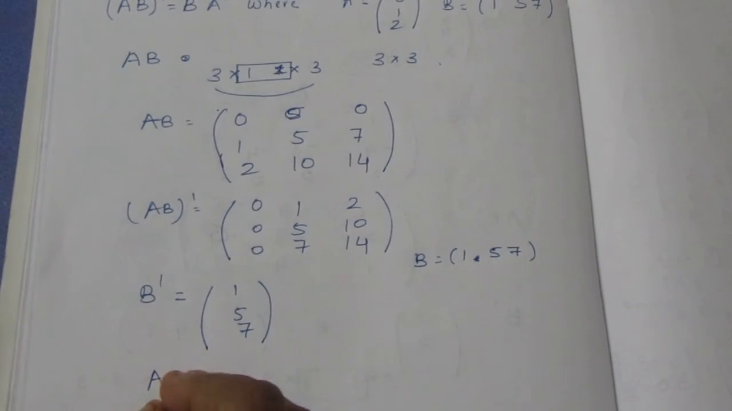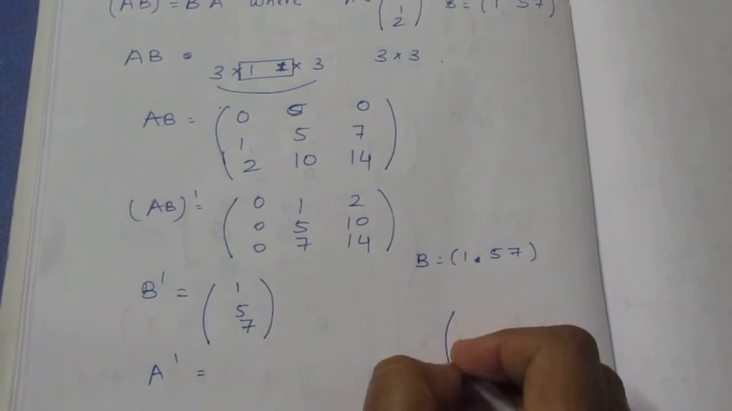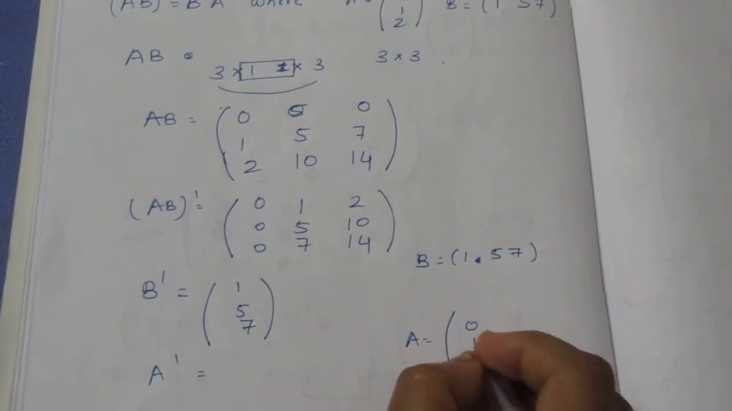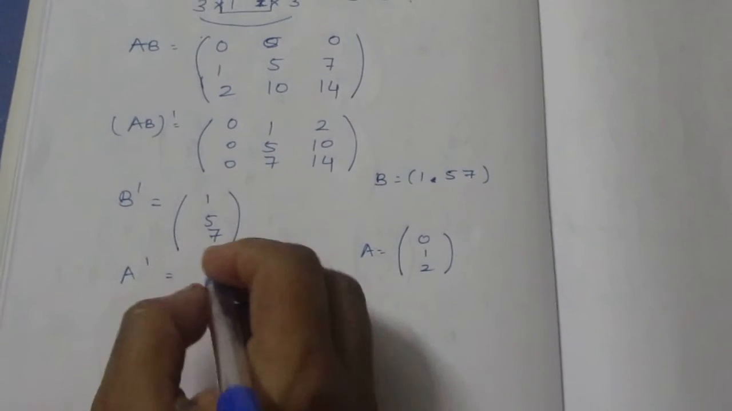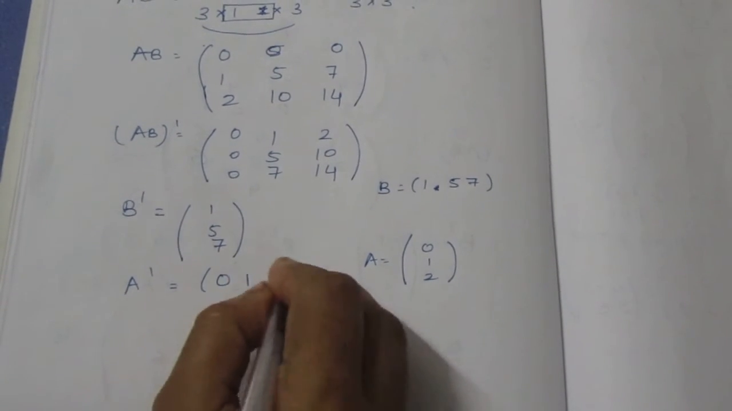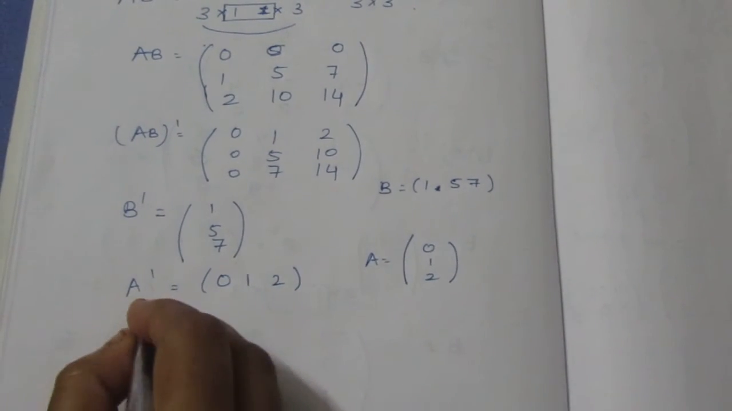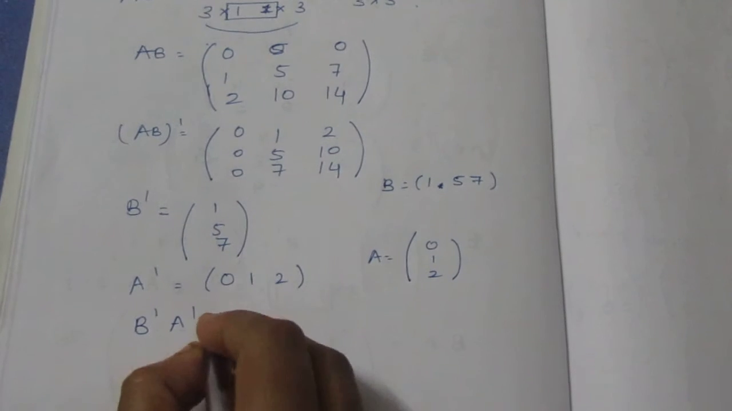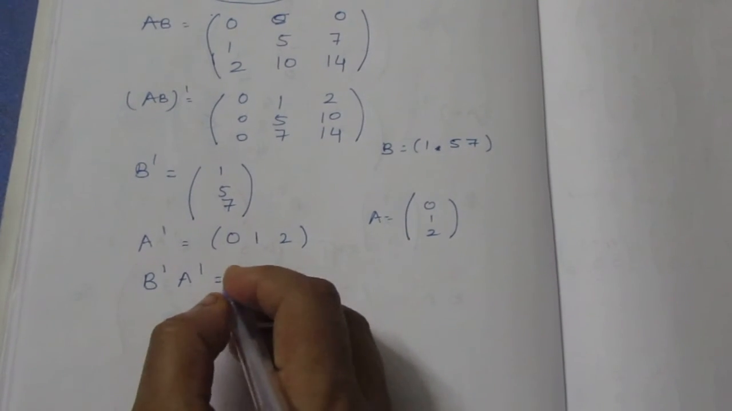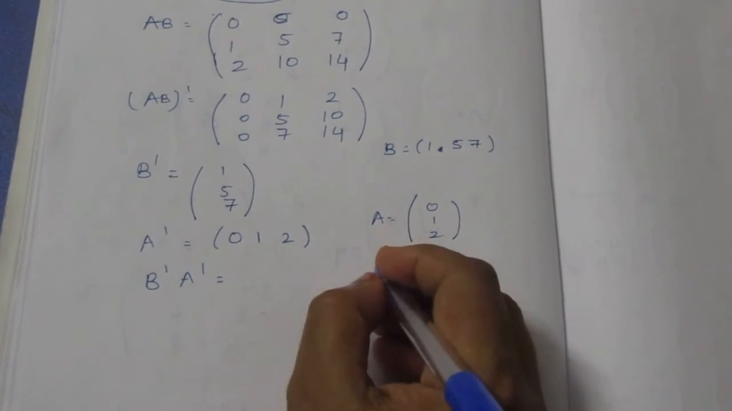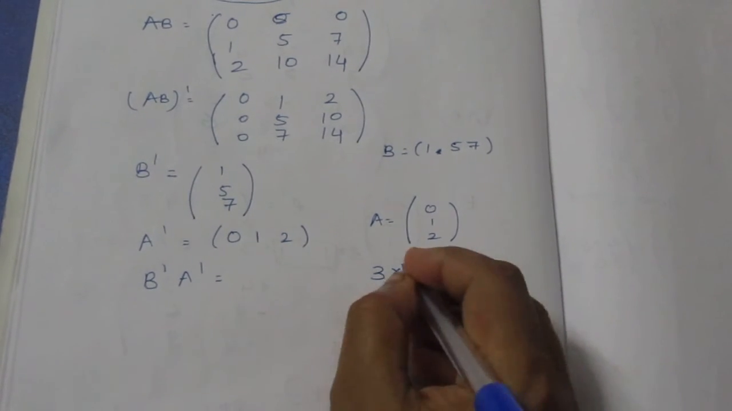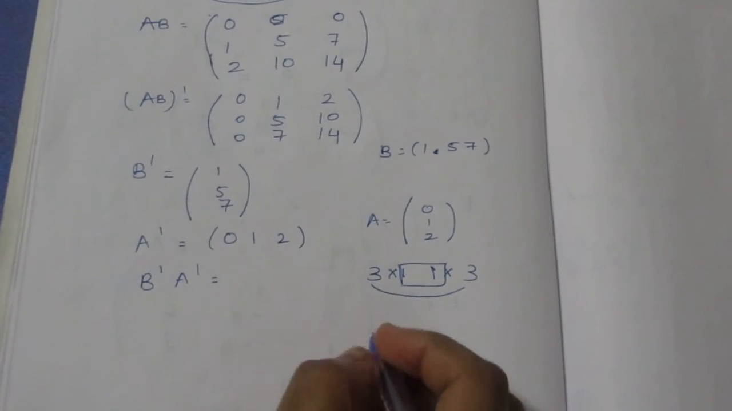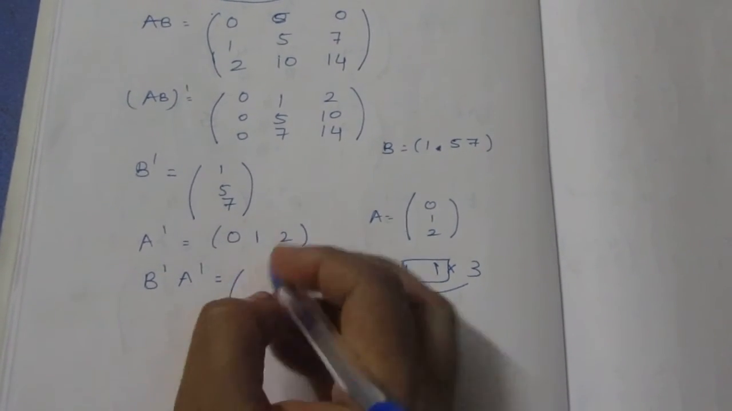Same way we need to find A transpose. A is 0, 1, 2. We need to change the column to row, so it becomes 0, 1, 2. They are asked here for B transpose into A transpose. So first B into A, same way, 3 by 1 matrix order, 1 by 3. So the resultant matrix will be 3 by 3.